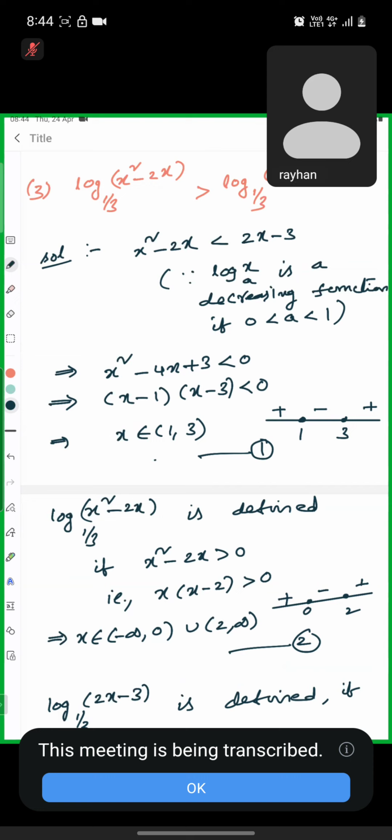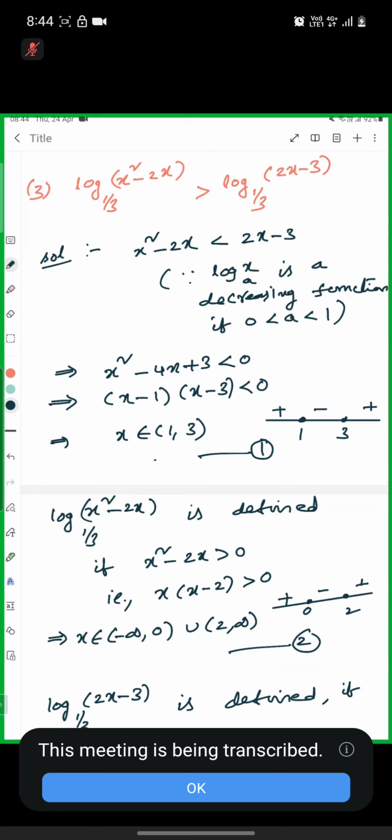Sir, can you scroll it down? Can you scroll down?